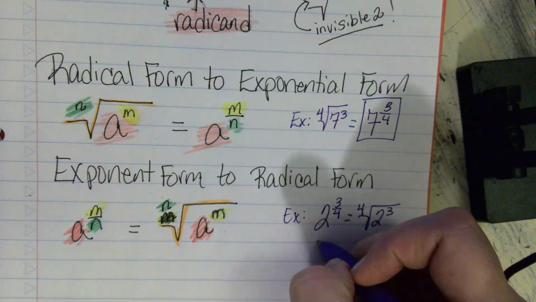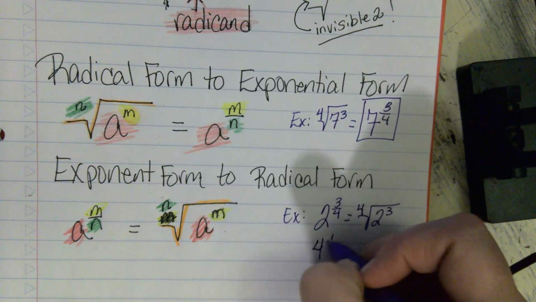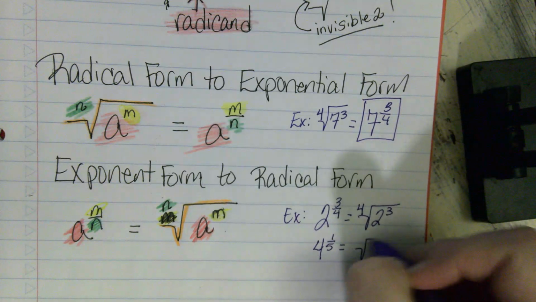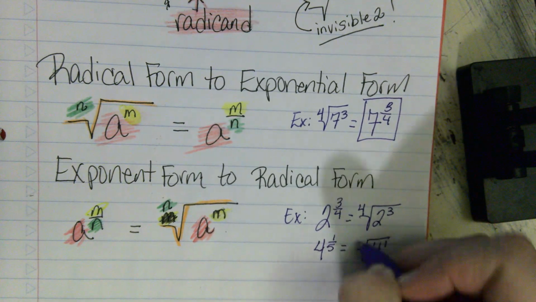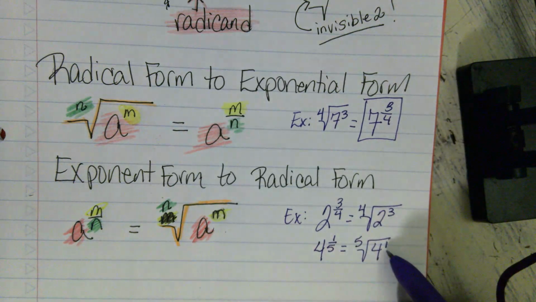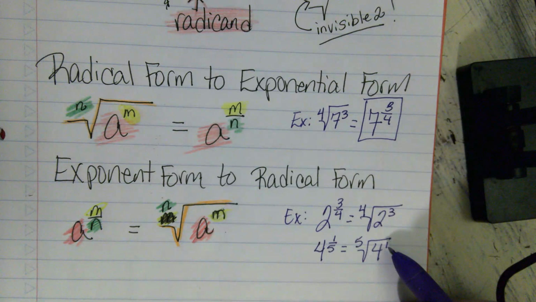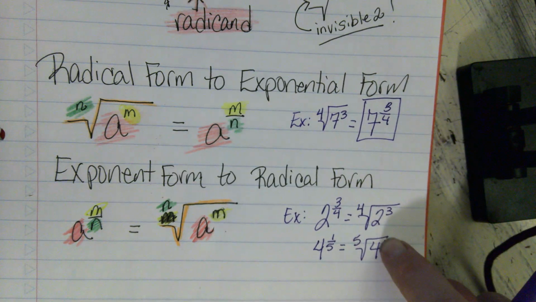Okay. If it was, let's say, 4 to the 1/5 power, it would be 4 to the 1 over 5 power. Usually we don't see the ones, they're invisible. So it would just look like this. It would be the 5th root of 4.